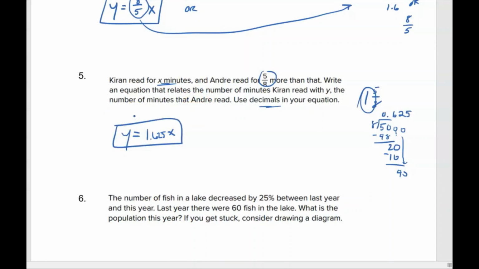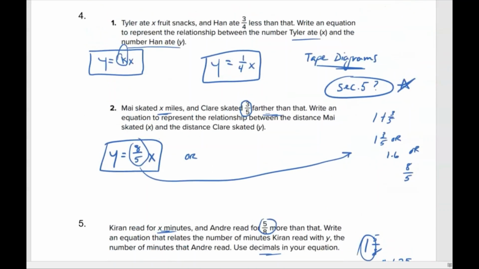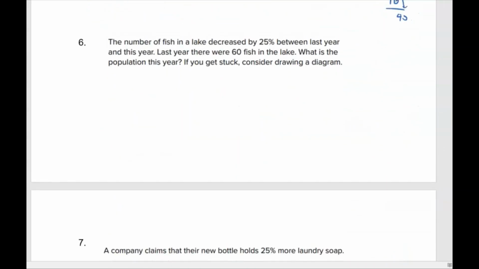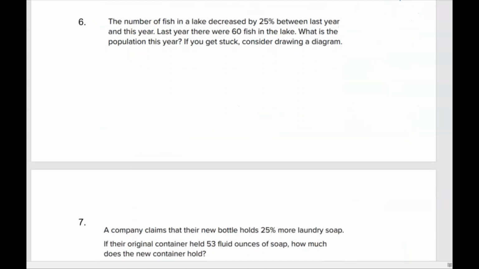So again, kind of some refreshers on those types of problems. Please go back and look at the tape diagrams that we talked about for those. That'll help you. Number 6 says the number of fish in a lake decreased by 25% between last year and this year. Last year there were 60 fish in the lake. What is the population this year?